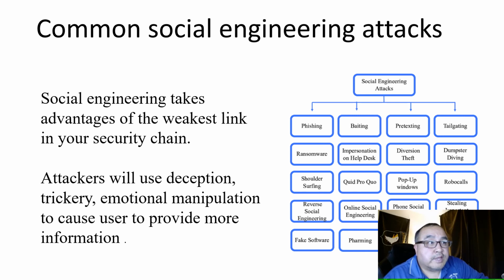Common social engineering attacks. Social engineering attacks take advantage of the weakest links in your security chain. Attackers will use deception, trickery, and emotional manipulation to cause users to provide more information. They can be caused by phishing, baiting, pretexting, tailgating, and social engineering attacks like robocalls, pop-up windows, and impersonation of a help desk. These are social engineering attacks that can be used.